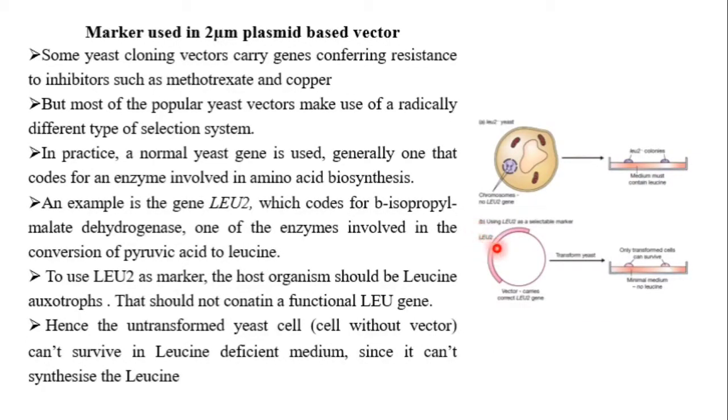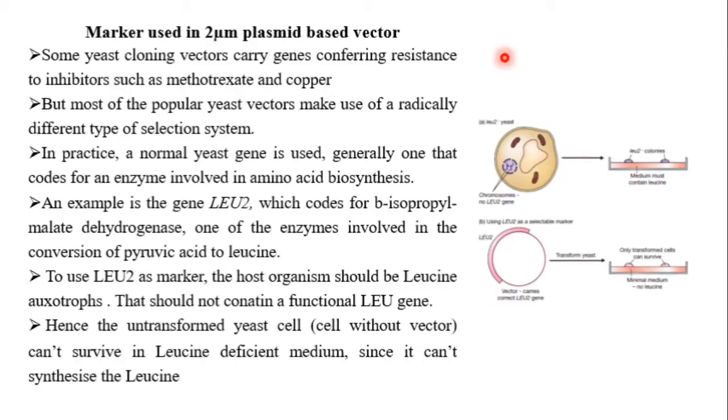Okay, we can see again that some yeast cloning vectors carry genes that confer resistance to inhibitors such as methotrexate and copper. But most popular yeast vectors do not use these resistance genes as markers. They use normal yeast genes, genes involved in the biosynthesis of amino acids.